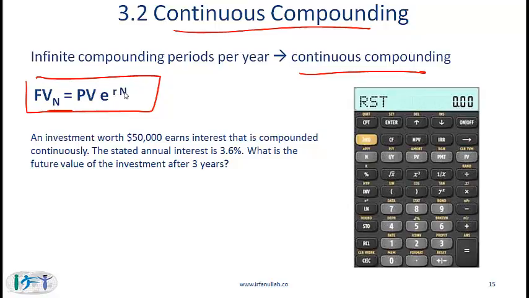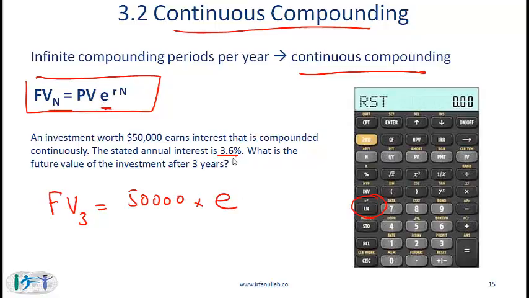An investment worth 50,000 earns interest that is compounded continuously. The stated annual interest rate is 3%. What is the future value of the investment after 3 years? Using the formula, the future value at the end of 3 years is equal to 50,000, which is the present value, multiplied by e, which is right here on your calculator, that is really e to the power of x. So times e to the power of r.